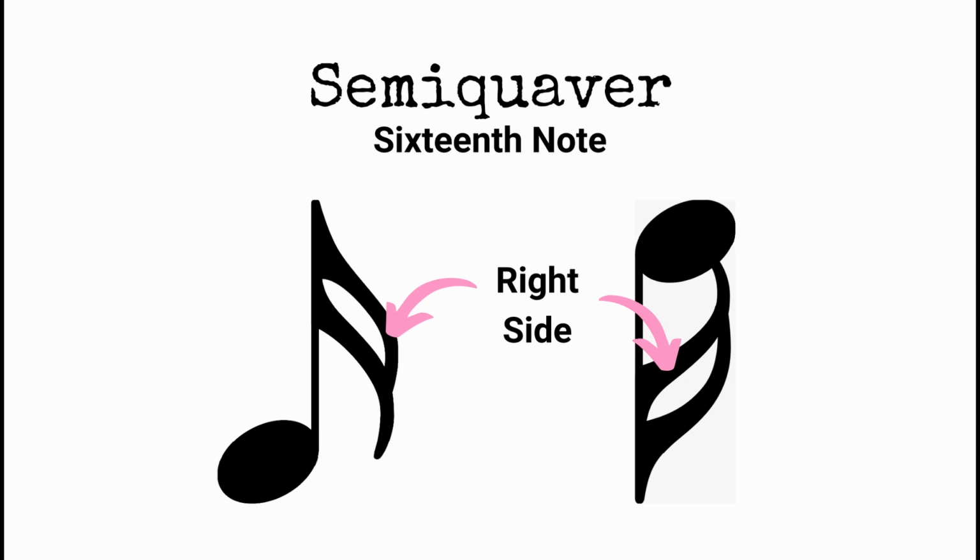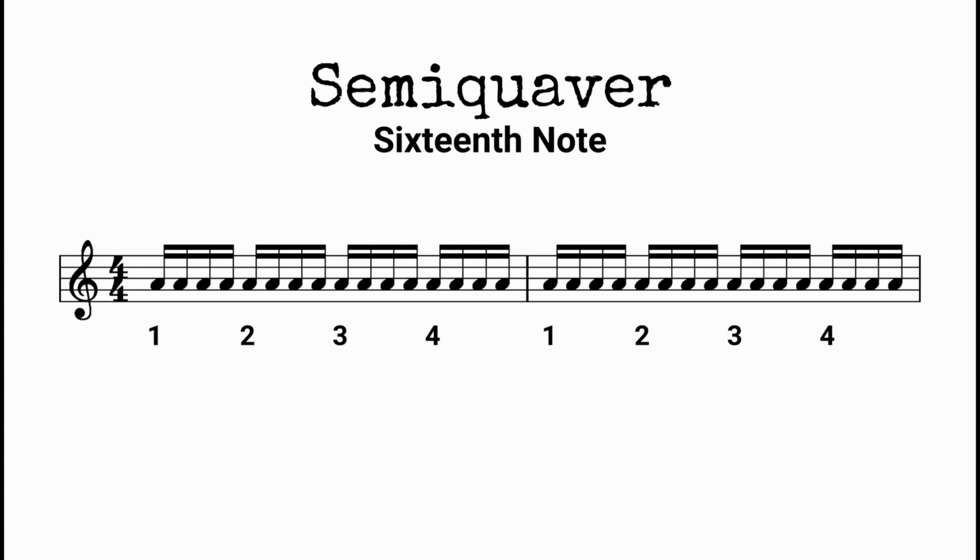A semiquaver has a value of 1/4 of a beat. We play 4 semiquavers for every 1 beat. Let's listen to an example.